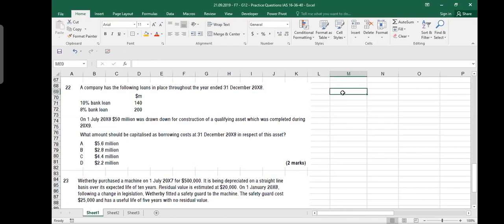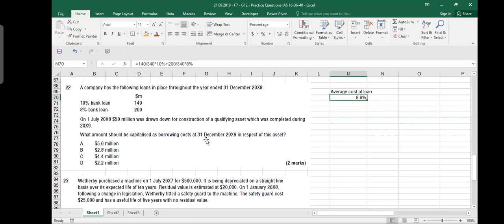So first you need to calculate your average cost of loan. Yes, average cost of capital. Average cost of loan, I'm calling it. You have 140 divided by 340 times 10%, plus 200 divided by 340 multiplied by 8%. So this is your cost of loan: 8.8%. And it says on 1st of July, 2008, 50 million was drawn down for construction of a qualifying asset which was completed during 2009.